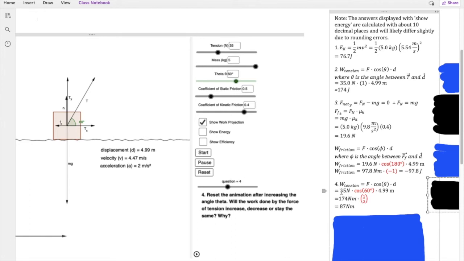And basically what that's done is that has halved the amount of work that the force of tension is doing on the block. Even though the force is still 35 newtons, because it's not in the same direction as the displacement, the amount of work that it's done has been cut in half.